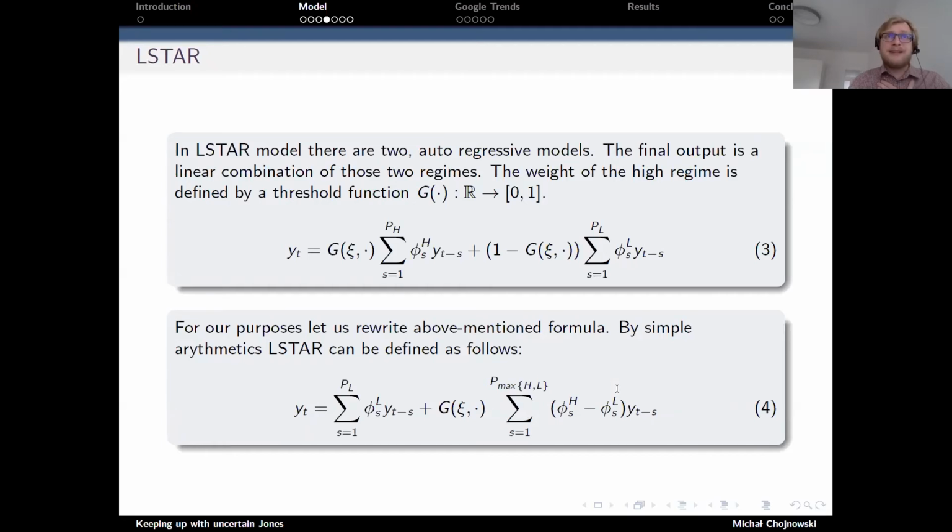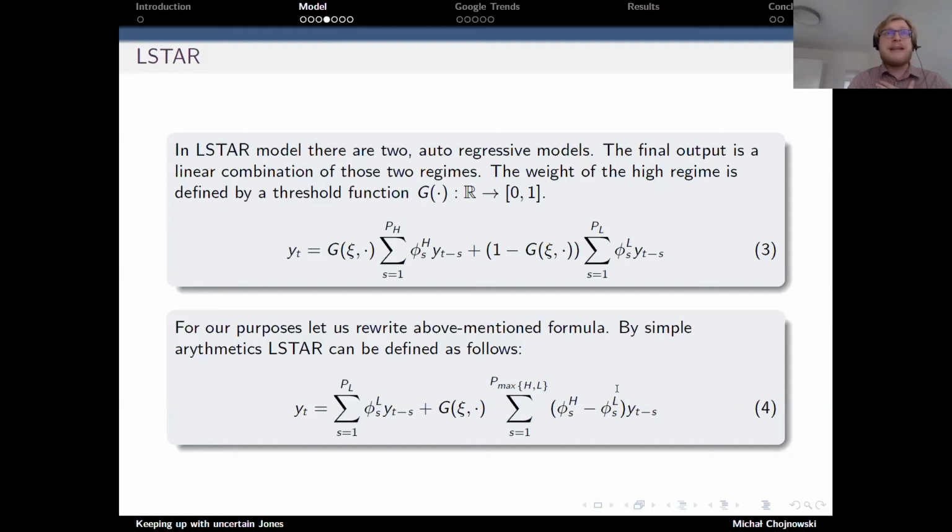So let's take the next step and discuss the logistic smooth transition autoregression. In that part, there is only one variable, for example, the number of car sales. And there are two kinds of people, optimistic and pessimistic, let's call it that way for simplicity.